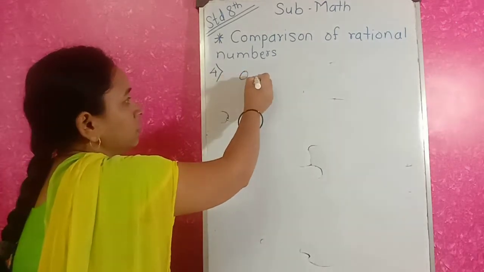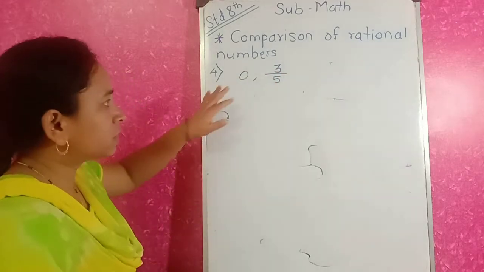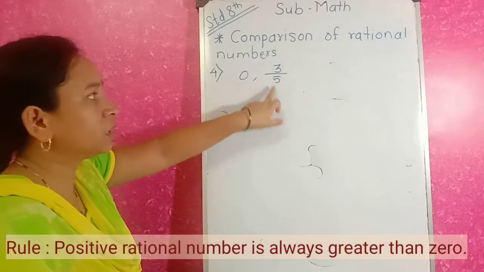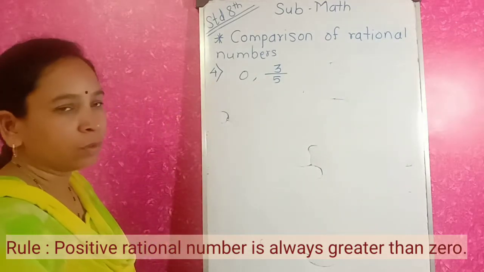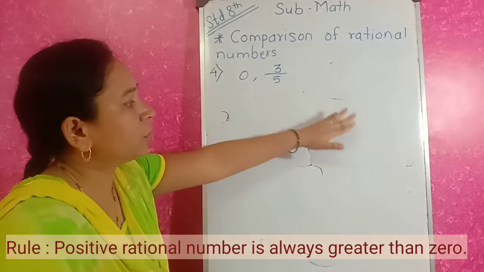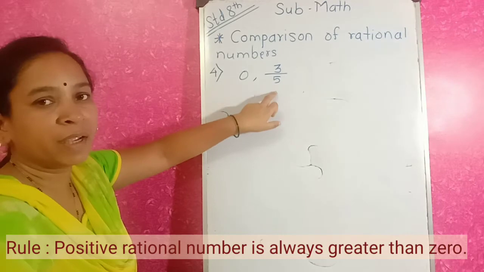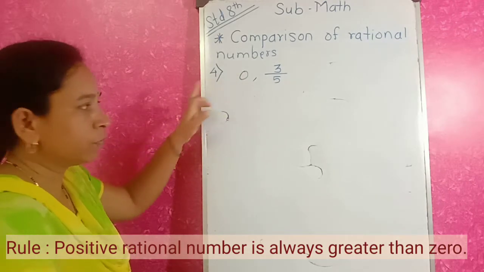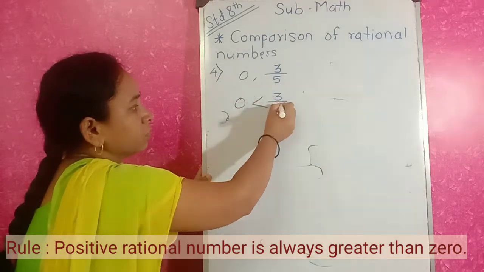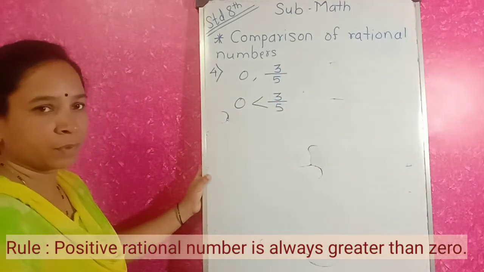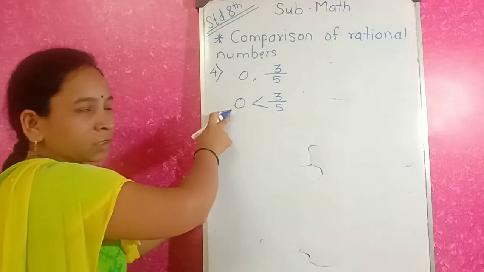Next, 0 and 3 upon 5. If you observe, 0 is in the middle and a positive number is always on the right side of that 0. This is another rule. So in a comparison of 0 and a positive number, the positive number is always bigger than 0. So here I can write 0 is less than 3 upon 5. Whoever is smaller, I am making the pointer towards that smaller number.